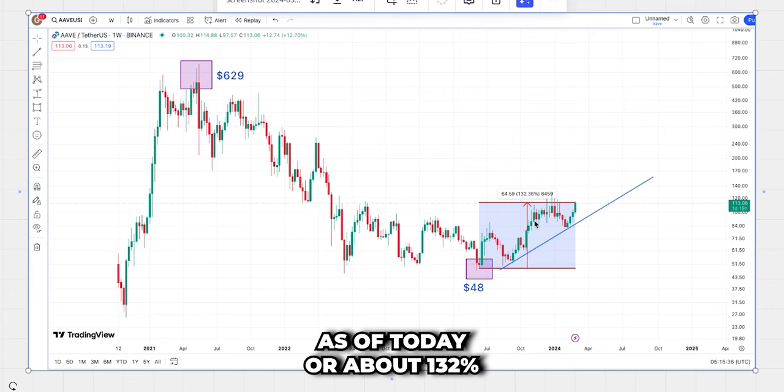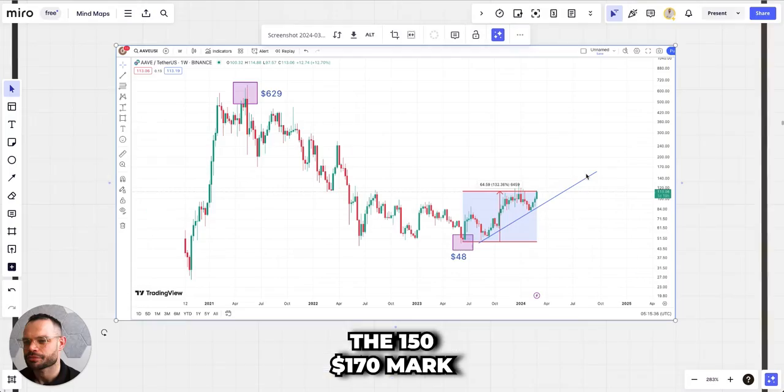We did bottom out at a price around $48, and Aave is sitting at a price of around $113 as of today, up about 132% since that $48 low in the middle of 2023. So it has seen some decent upwards price action since July of 2023, and we are up about 132% since then, with a little bit of resistance or a little bit of support here. It looks like we will continue to move higher towards the $150, $170 mark as we move through the rest of this year.